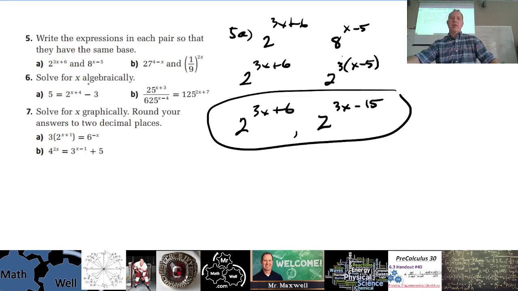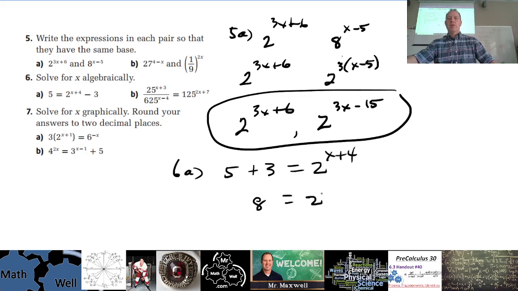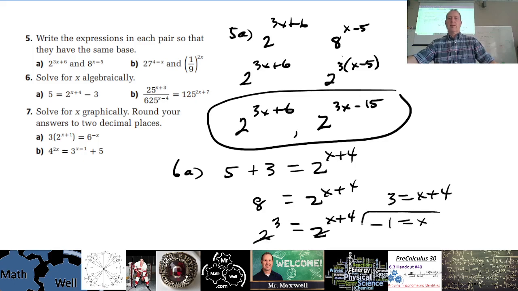Number 6, solve for x algebraically. You could do 2 different things. You could use logs, but you don't have to really in 6a, because if you bring that 3 over, you see you have 8 equals 2 to the x plus 4. 8 is 2 cubed. Now that you have the same bases, it's just 3 equals x plus 4. Negative 1 equals x.